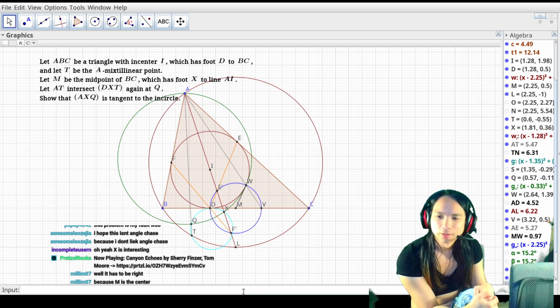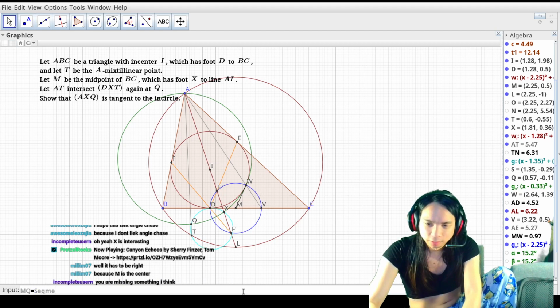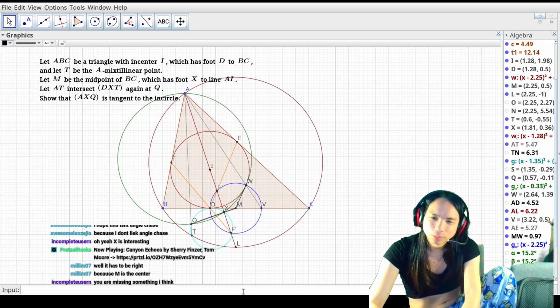Oh, hang on. Is the claim that... Alright, sorry, I've been thinking about this the wrong way. Wait. No, that can't be right. So M, X, Q are supposed to be collinear, right? And MX is perpendicular. So the claim is that AW... Wait, I thought I checked those weren't collinear. What is going on?